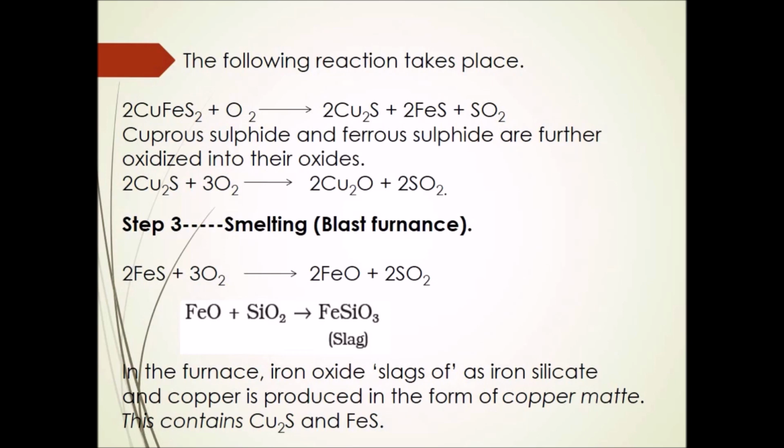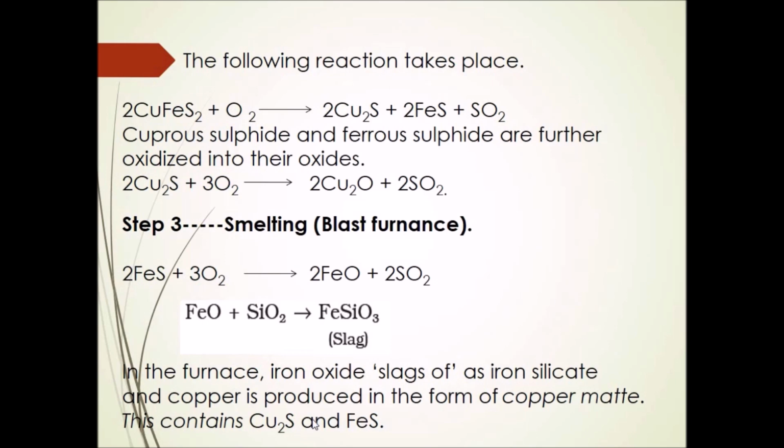Even after heating to high temperature, there is slag forming one layer and the other layer contains cuprous sulfide and ferrous sulfide. Still there is presence of these sulfides. We have not completely removed this sulfide. So this has to be subjected to bessemerization, that is the next step.